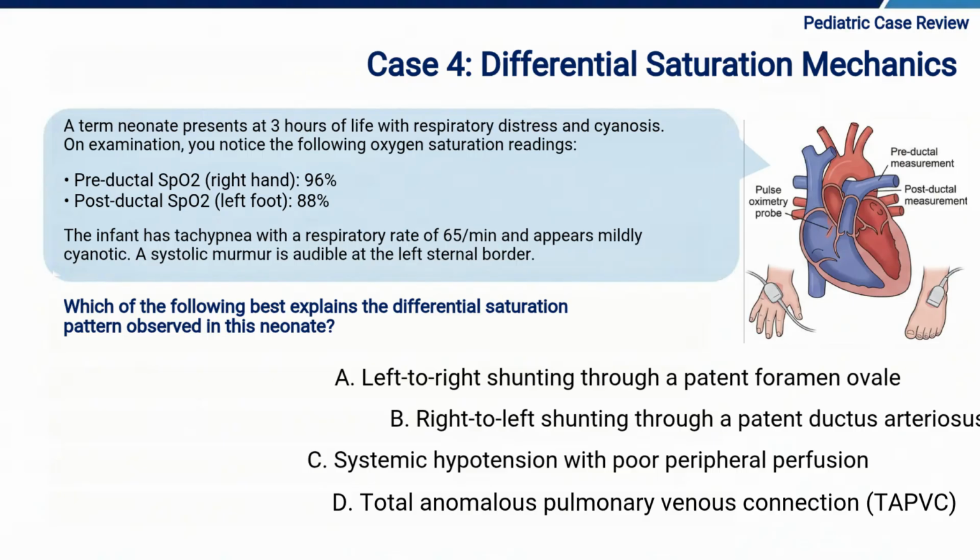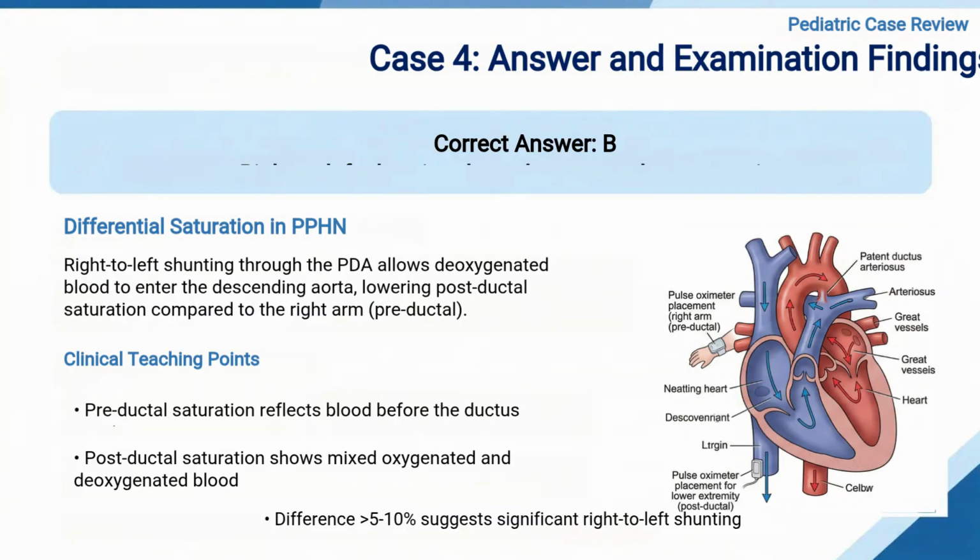Which of the following best explains the differential saturation pattern observed in this neonate? Option A, left to right shunting through a patent foramen ovale. Option B, right to left shunting through a patent ductus arteriosus. Option C, systemic hypotension with poor peripheral perfusion. Option D, total anomalous pulmonary venous connection. The correct answer is option B, right to left shunting through a patent ductus arteriosus.